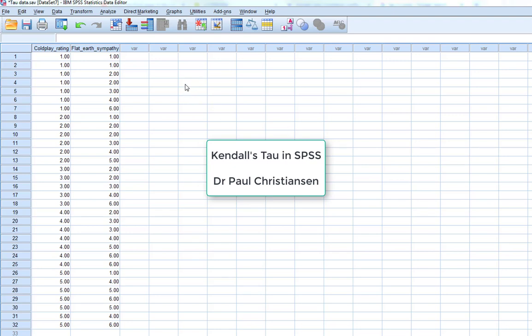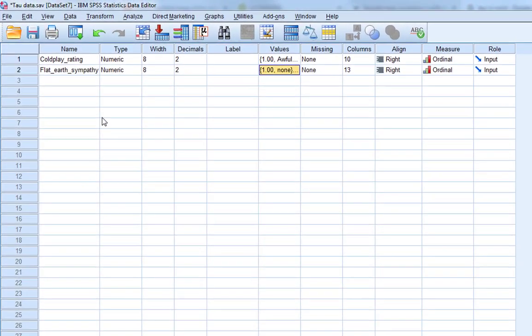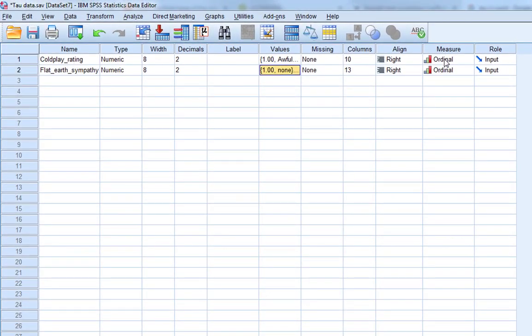So the data we're going to be looking at is the association between people's liking of the band Coldplay and the extent to which they have sympathy with flat earth beliefs, the extent to which they believe the earth is flat. If you look at our data set, we've got our variables here, both of them ordinal, so we're going to have to do a non-parametric correlation.